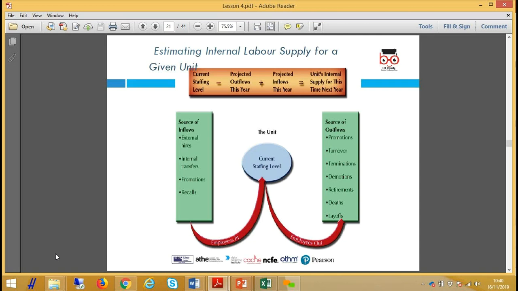So again, in your workforce plan, you can have an appendix where you have something like this, and you just do a quick diagrammatic illustration to show how many employees are coming in, how many employees are going out through all of these sources.